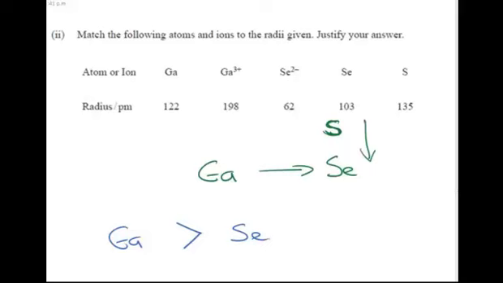And then if we look at sulfur, we see that it's actually further up in the group, so we'd expect sulfur to have a smaller radius still. So we have a basic idea of how the elements would be within that group of three, without considering the ions.